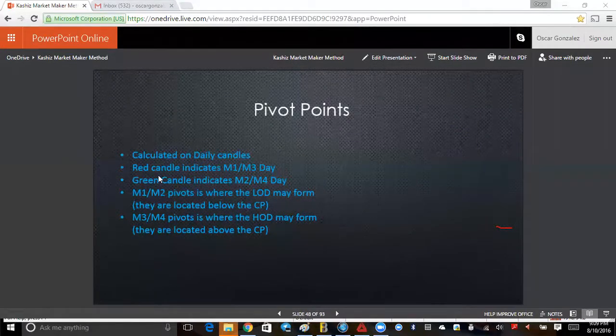So back to the pivots. A red candle indicates an M1 and M3 day. The green candle indicates an M2, M4 day. The M1 and the M2 pivots is where the LOD may form. They are located below the central pivot point.